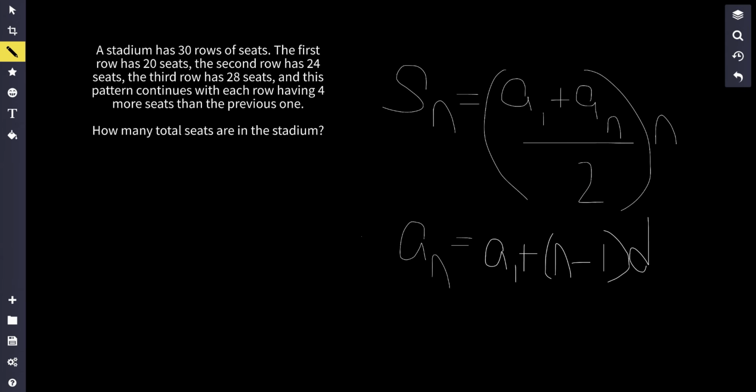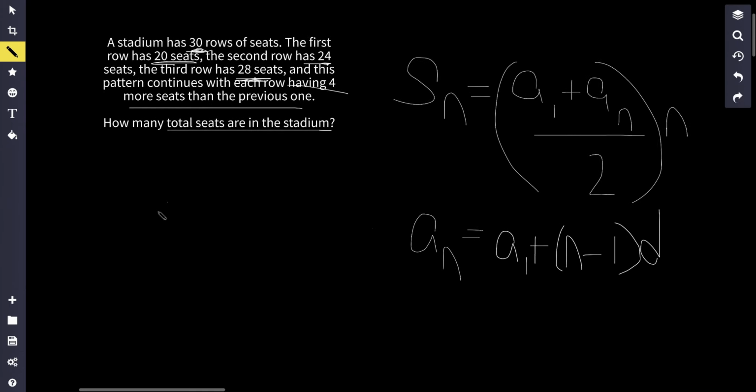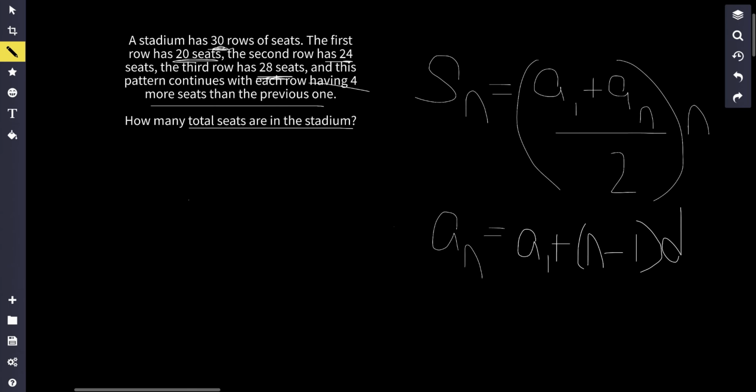A stadium has 30 rows of seats. The first row has 20 seats, the second has 24, third has 28. This pattern continues with each row having 4 more seats than the previous one. How many total seats are there in the stadium? So in this case, we want to find out the sum of all of the seats in my stadium. All right. Now, how do we do this?